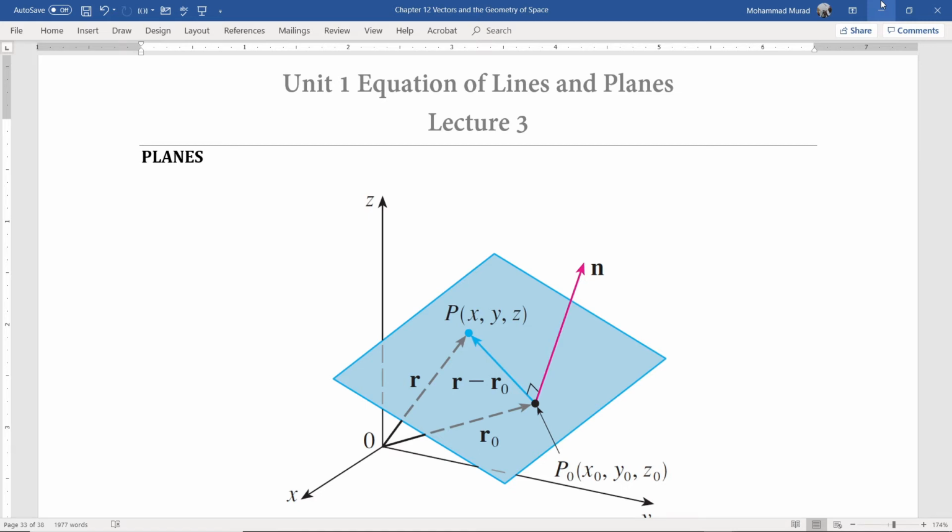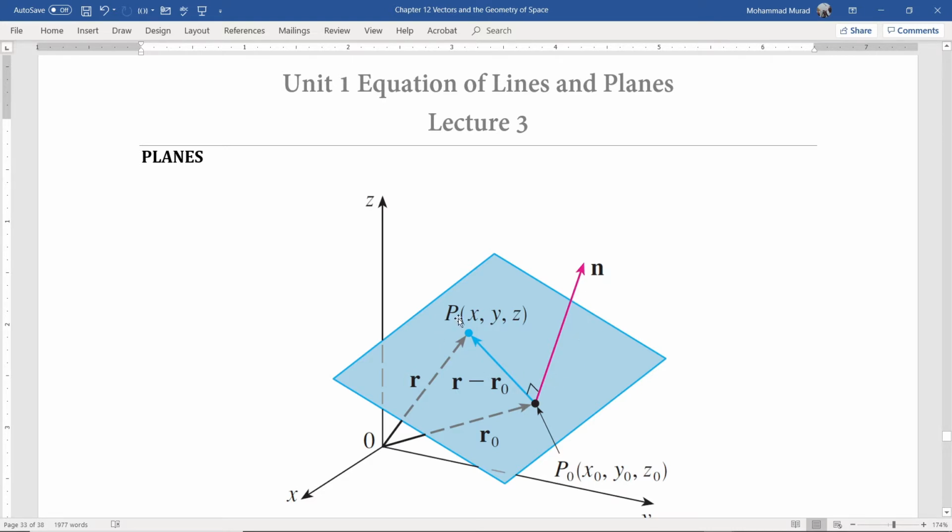Hello, welcome. In this section, we're going to construct an equation of a plane. A plane in space is determined by a point P sub 0 with coordinates x sub 0, y sub 0, and z sub 0 in the plane, and a vector n that is orthogonal to the plane. The vector n is called a normal vector.